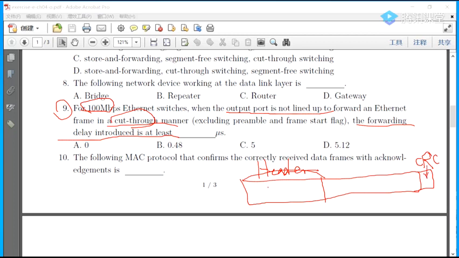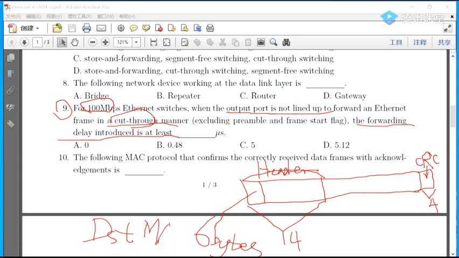And this is 4 bytes. This is 14 bytes. And the first 6 bytes is the destination MAC address, right? The first 6 bytes is the destination MAC address.